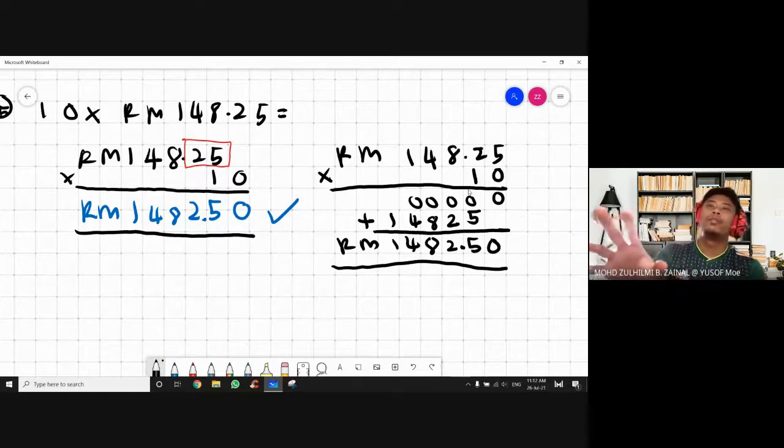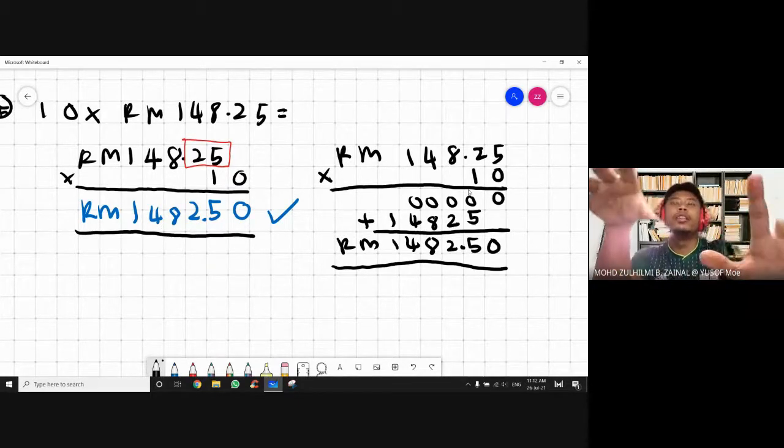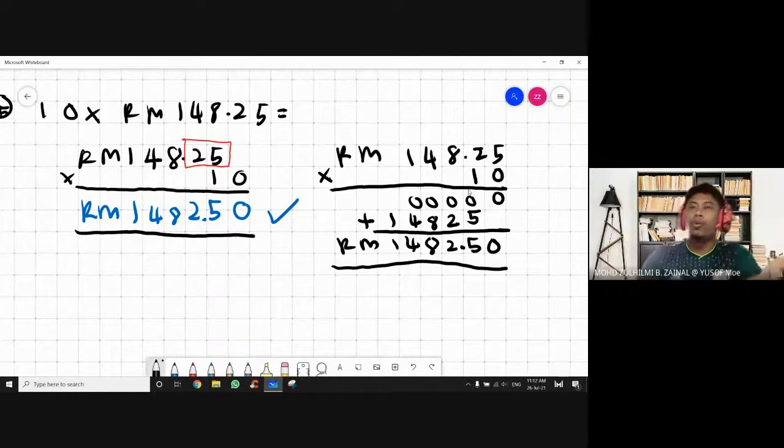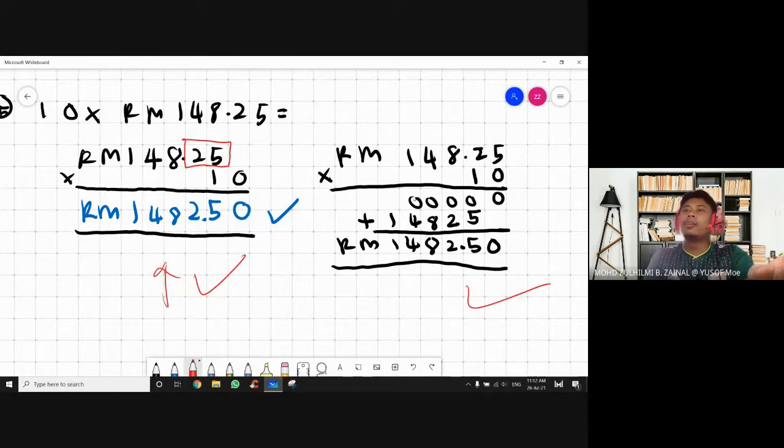Tapi in a shorter way, you can always do like this. Okay, this one is also accepted. Kalau macam ni pun boleh, tapi panjang lah dia punya method tu. Dia ada 2 level. You have to times, and then you have to do addition. But as always, the answer will always be the same. Sama je jawapan dia.